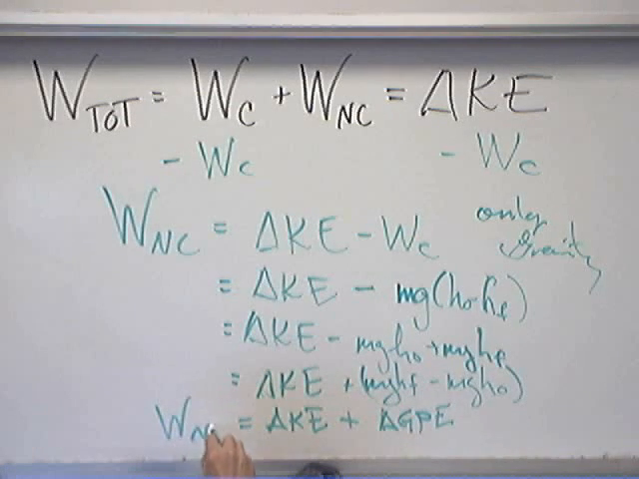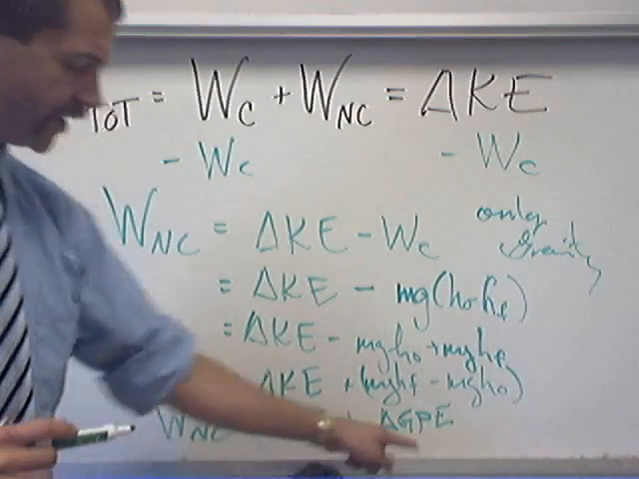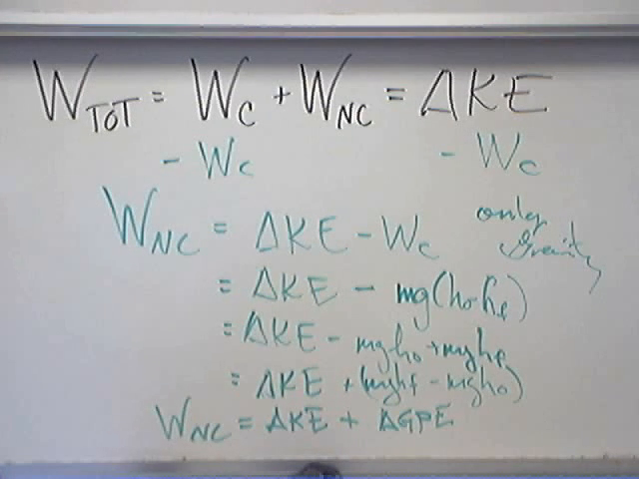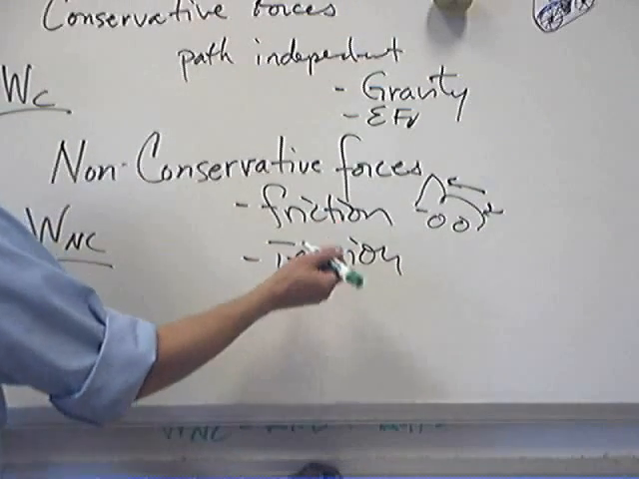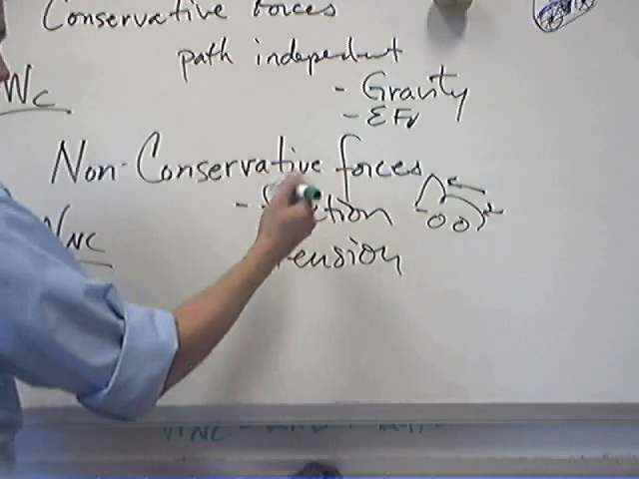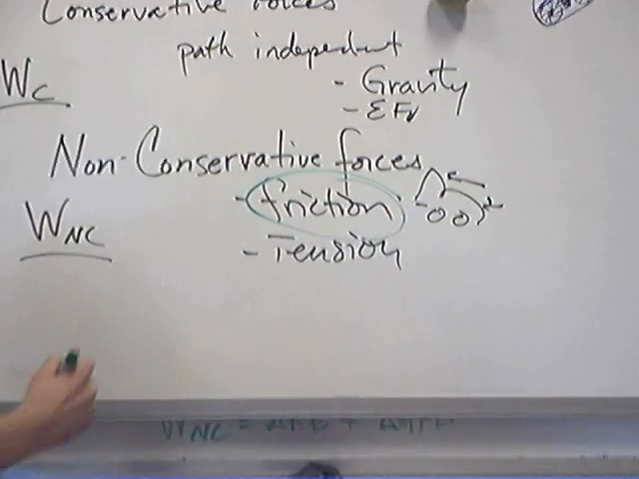That is, non-conservative work changes the kinetic energy or the gravitational potential energy. But if there's no friction, well, there's no tension. Well, the tension's gone. And we're talking about frictionless environments.